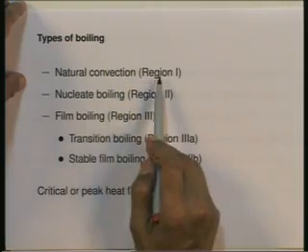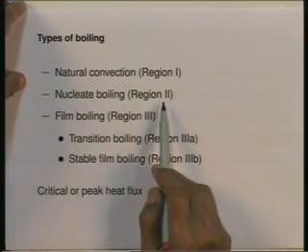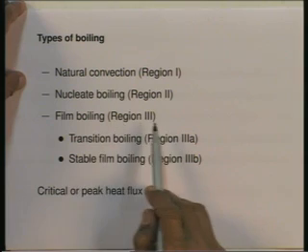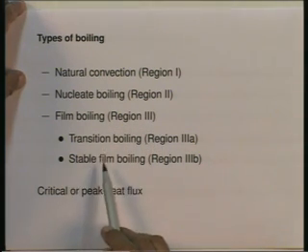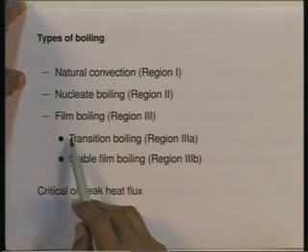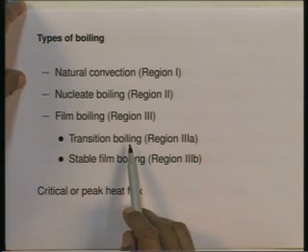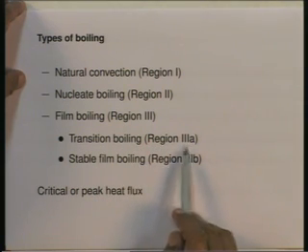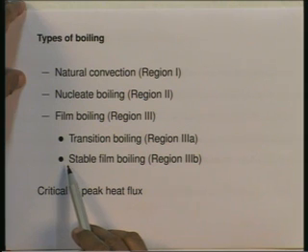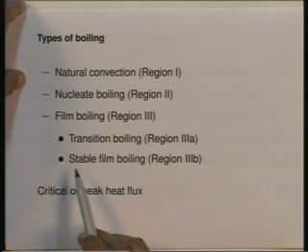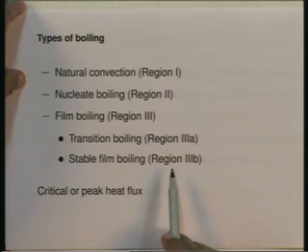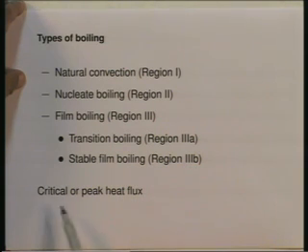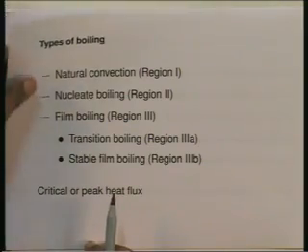So, let me again repeat, the types of boiling are natural convection region 1, nucleate boiling region 2, film boiling region 3. Film boiling itself has two parts, a part in which heat flux decreases with temperature difference called transition boiling, which is region 3A, and a part later where heat flux increases with T w minus T s, which is called stable film boiling region 3B. And finally, we made a comment on what is the critical heat flux.